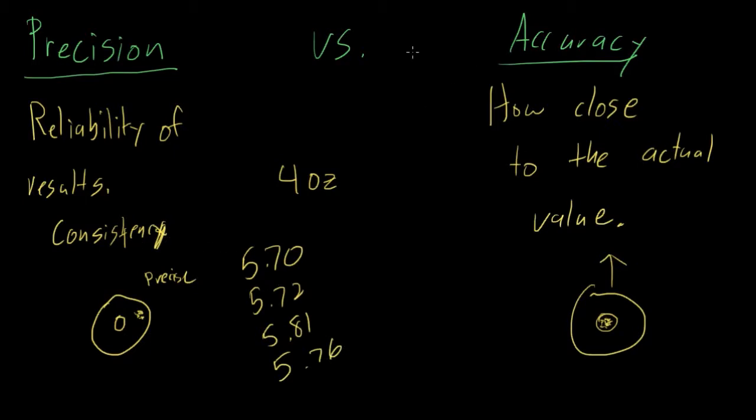However, if we are getting 3.96, 4.04, 4.02, and so forth, then we are very accurate. We're nowhere close to the actual value in the first case, but we're all kind of in the same ballpark, and here we're very close to the actual value. That's the difference between precision and accuracy.